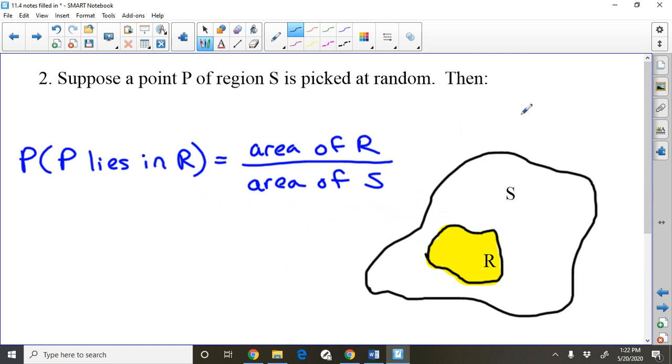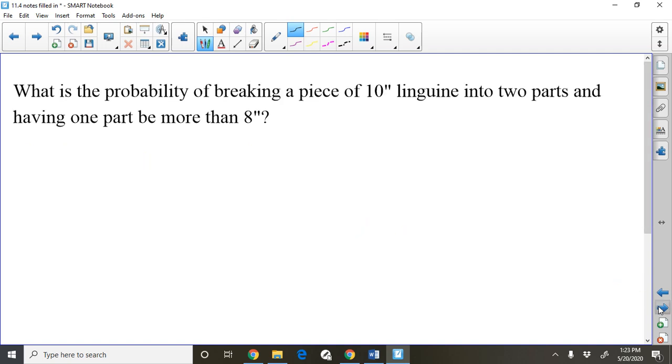The second principle involves area. Suppose a point P of region S. So this is my egg diagram here. S is everything, the whole area. And I pick a point somewhere in S. The probability that that point P lies in R, my yolk, the yellow part, is the area of R divided by the area of S. The area of the region you want to be in divided by the total area that you know that it lies in. We can do all sorts of application problems using these principles.